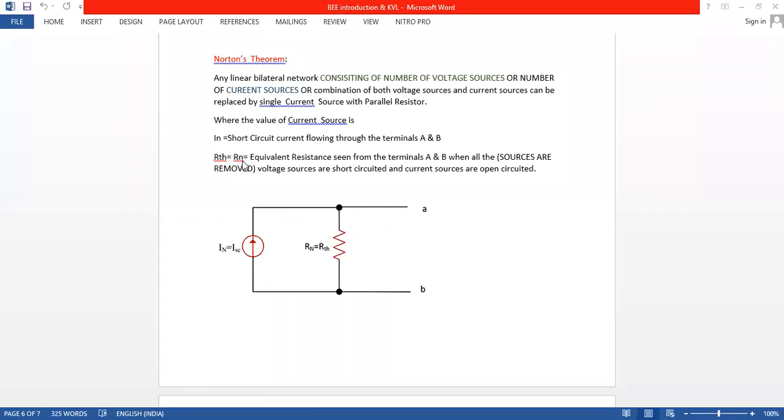Norton's resistance formula and definition is equal to Thevenin's resistance, as we have done yesterday. What is Thevenin's resistance formula? Equivalent resistance seen from the terminals A and B when all the sources are removed. So for Norton's theorem, 80% of the explanation is similar to Thevenin's theorem. The only difference is Norton's theorem has a single current source and parallel resistor, and Norton's resistance is equal to Thevenin's resistance. Norton's current is the short circuit current flowing through the terminals A and B.